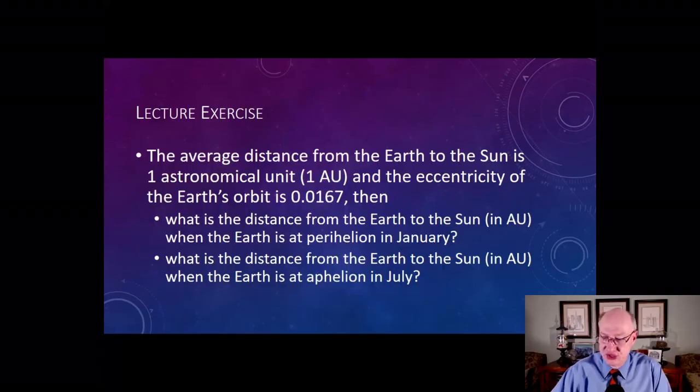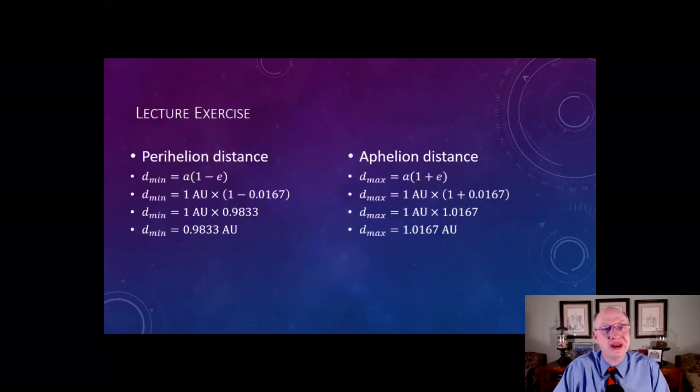All right, so what's the answer to this one? Well, the answer to this one is the perihelion distance is the semi-major axis times 1 minus the eccentricity. The semi-major axis of the Earth's orbit is defined to be 1 astronomical unit. So we have 1 astronomical unit times 1 minus the Earth's eccentricity, which is 0.0167. 1 minus 0.0167 is 0.9833. So 1 astronomical unit times 0.9833 is 0.9833 astronomical units.